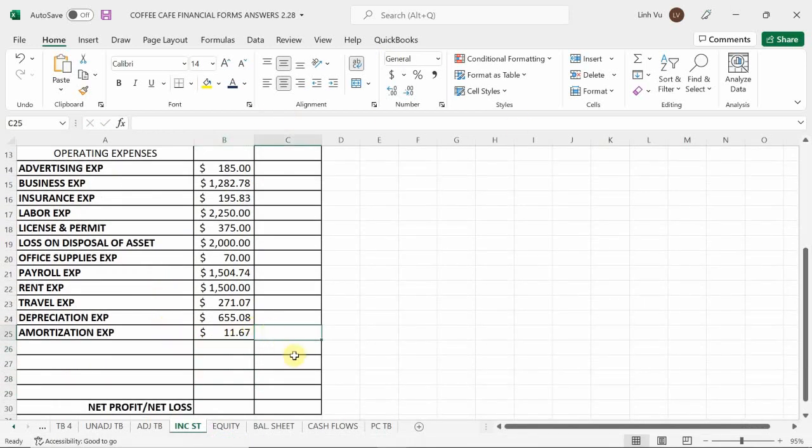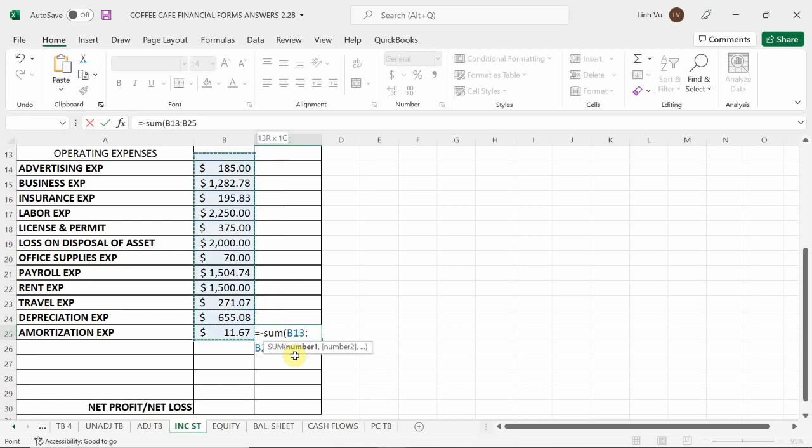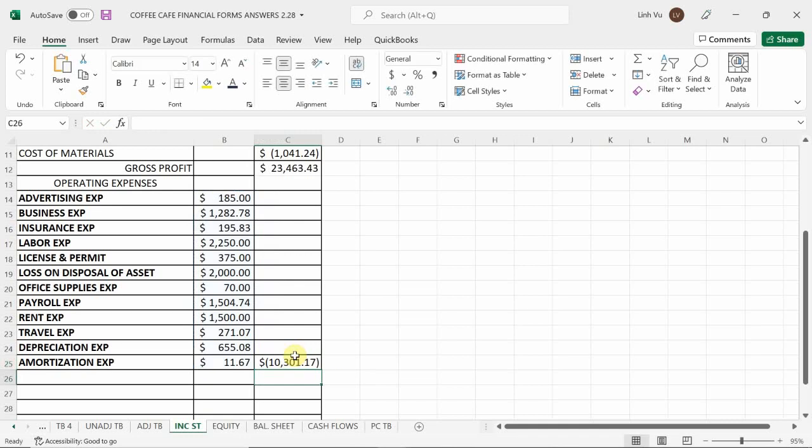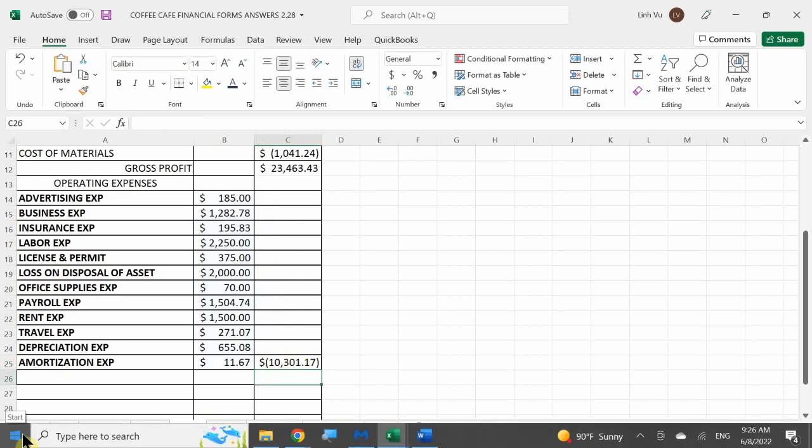And what I'm going to do is I'm going to equal sum. So give me a grand total here on the left side, because this is important that you need to know that this is part of the calculation, right? I need to know what my grand total amount of cost of my operating expenses were. Okay, so there you go. That was my grand total operations, right? So I spent a grand total of $10,301.17.